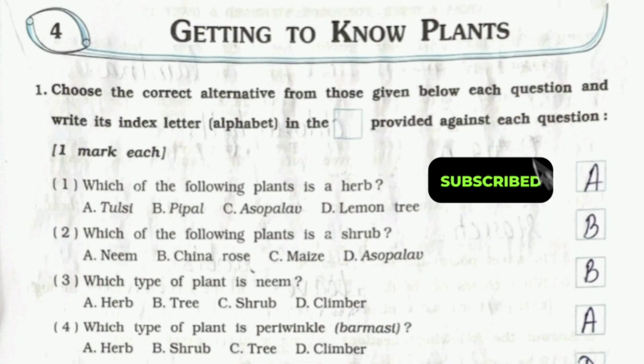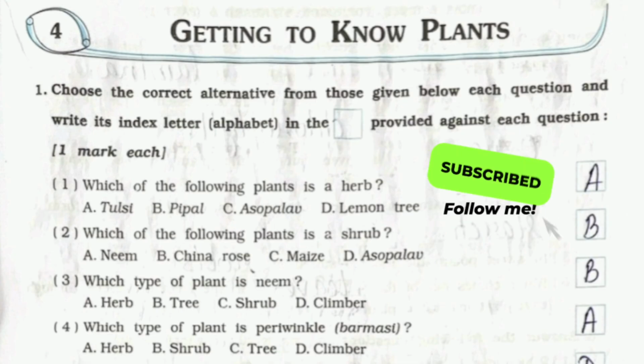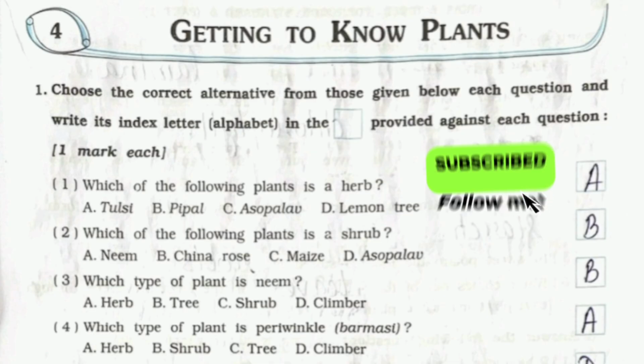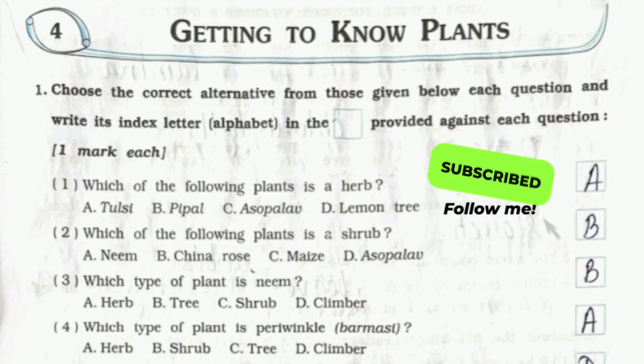So we'll be starting with question number 1, that is MCQs. First one, which of the following plants is a herb? It's option number A, tulsi. Second, which of the following plants is a shrub? It's option number B, China rose. Third, which type of plant is neem? It's option number B, tree.